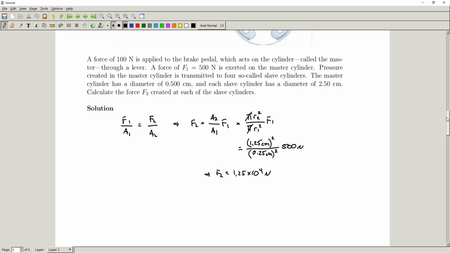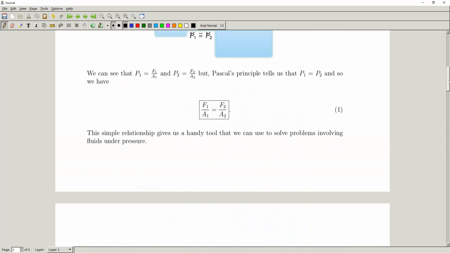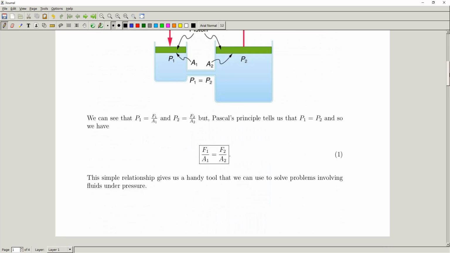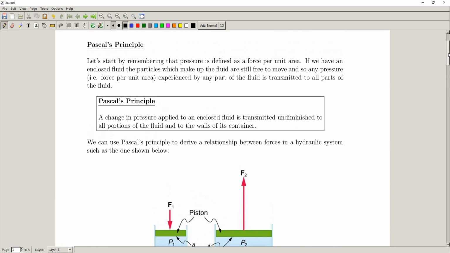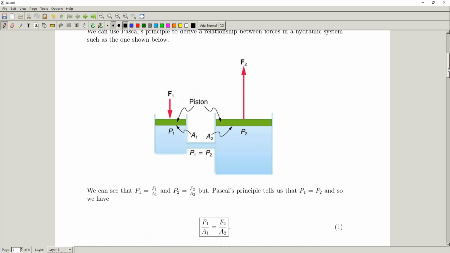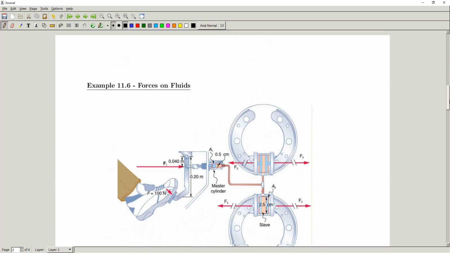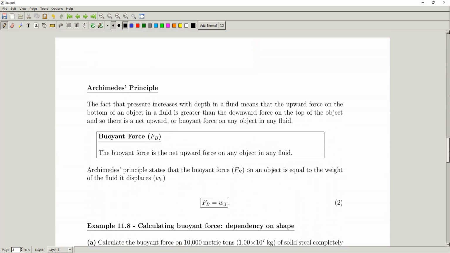Okay, and so that's sort of a demonstration of a useful way that we can apply Pascal's principle in hydraulic systems. But maybe the key takeaway message from this section is just remember this equation here. Just remember that if you apply a pressure to a fluid, Pascal's principle tells us that this pressure is transmitted undiminished over the entire volume of the fluid. Okay, so that's Pascal's principle.